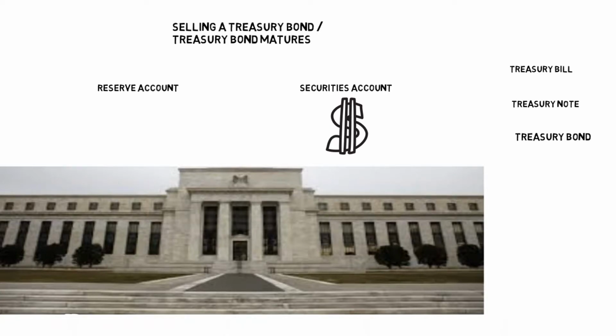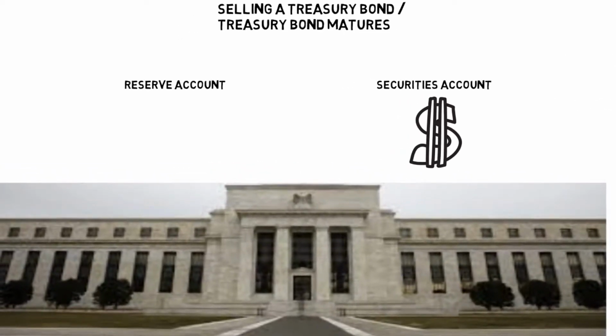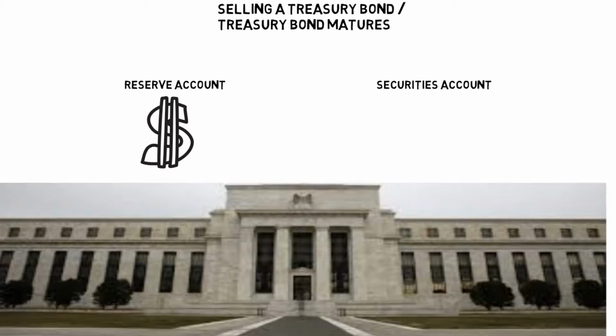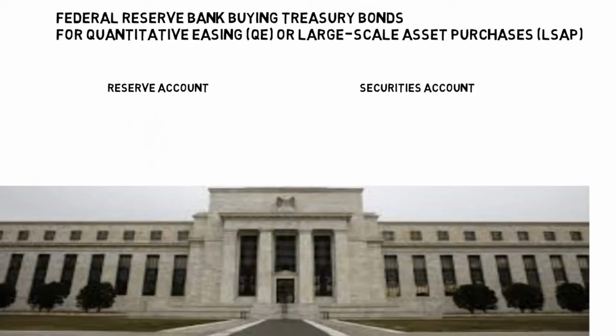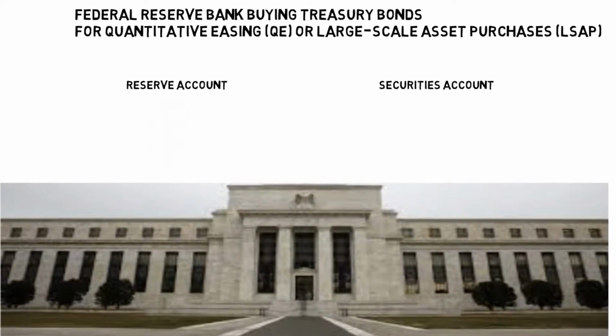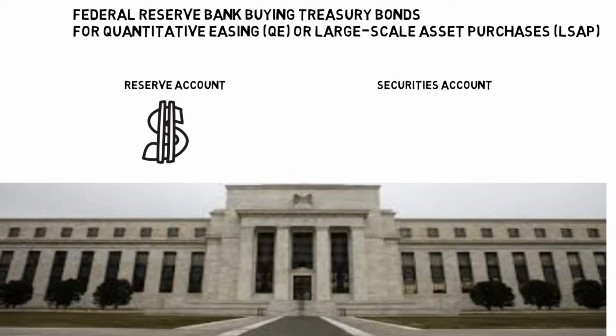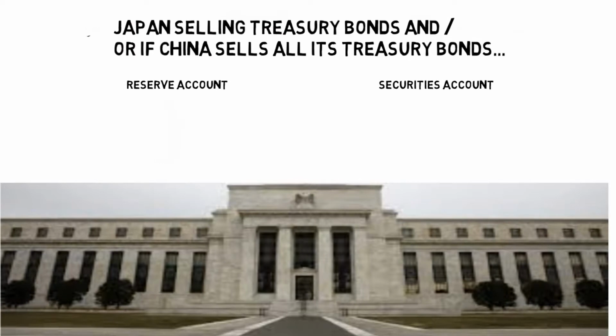The dollars are simply transferred from their savings or securities account at the Fed to the checking or reserve account at the Fed. And the same thing happens when the Fed buys U.S. Treasury bonds for QE or LSAP. They are not printing money. They are just transferring the dollars of the sellers of those Treasury bonds from securities to reserve, from one account to another. That's it.